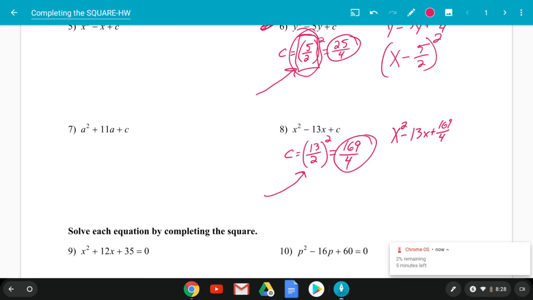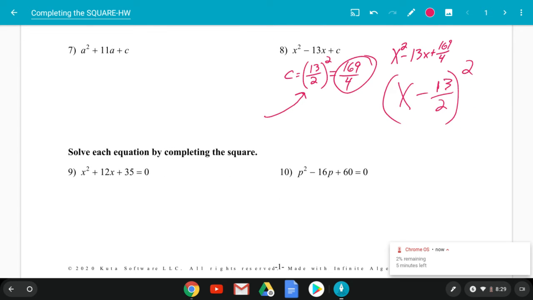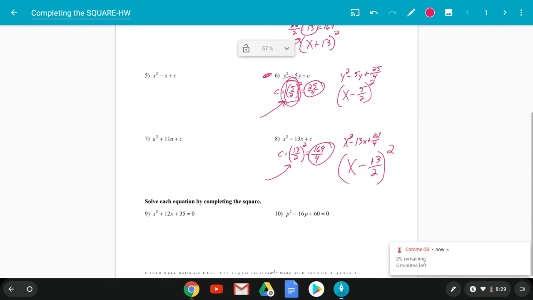What's it going to be? Blessing? X minus 13 over 2, quantity. That's it. Okay, I know that's a little difficult for you because you see the fractions and you all pucker up. All right. Now, that's just finding the square to make it a perfect square trinomial.